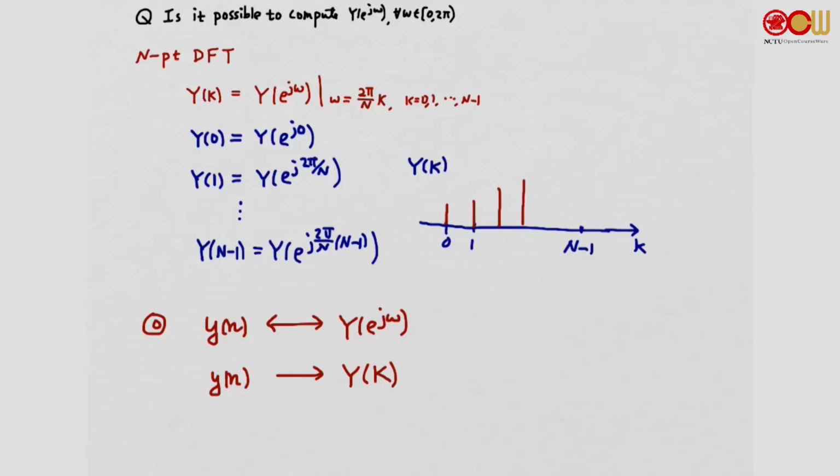Does the arrow go the other way too? Is it possible to obtain back, to compute back y[n] from the DFT? So this is the first thing that we would like to answer here.